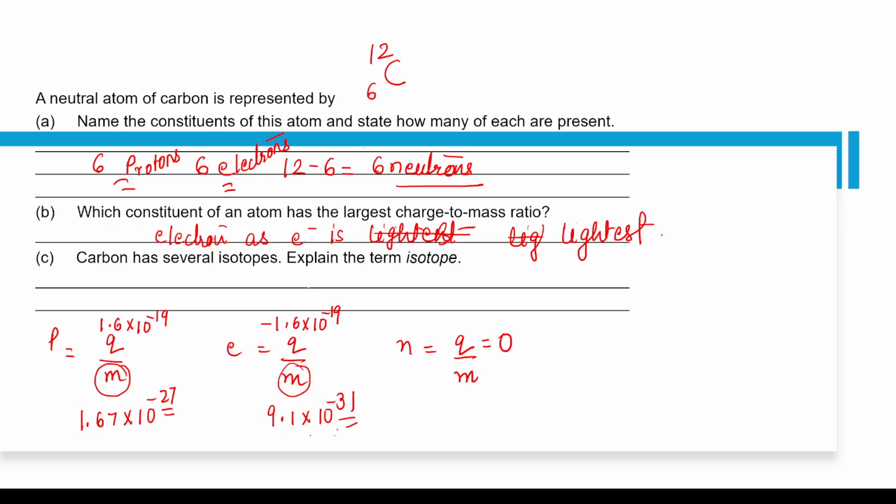Carbon has several isotopes. Explain the term isotope. What is an isotope? Atoms of the same element having the same atomic number but different mass number.